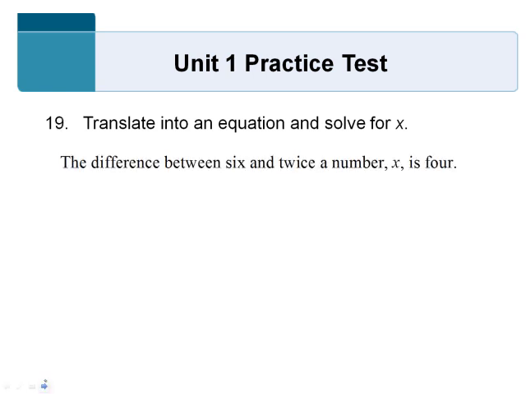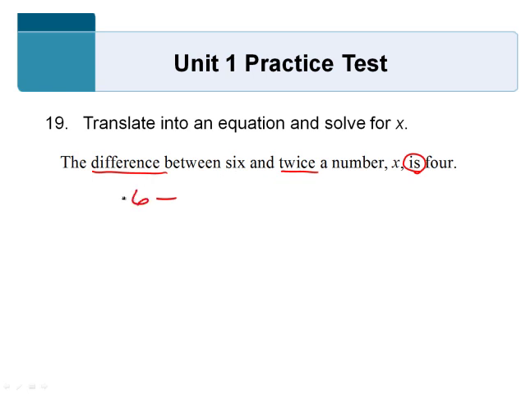Number 19, translate into an equation and solve for x. The difference between 6 and twice a number x is 4. So we are talking about difference, and here's twice, and here's is. Okay, so the difference is our main operation. That's subtraction. Okay, and we want the subtraction between 6 and twice a number.